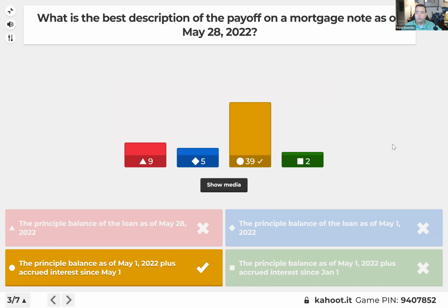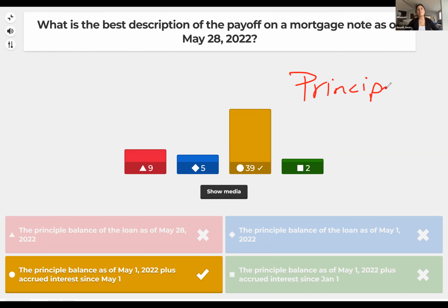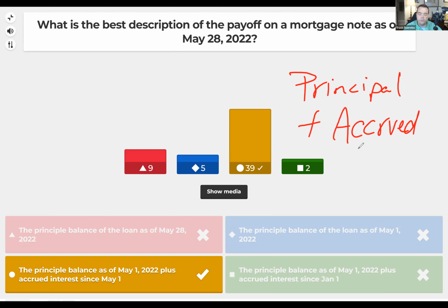Very good. Most of you very, very good. So a loan payoff always starts with the principal balance, right? It always starts with the principal balance. But what gets added to that principal balance? The interest. Plus accrued interest, right? So here's the thing. Couldn't we eliminate red and blue simply by the fact that it doesn't say anything at all about interest? Right?